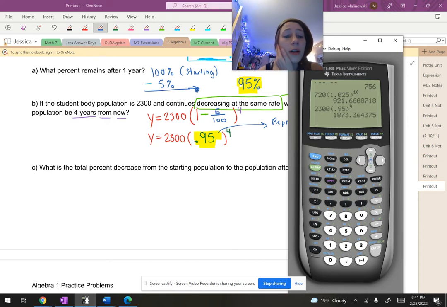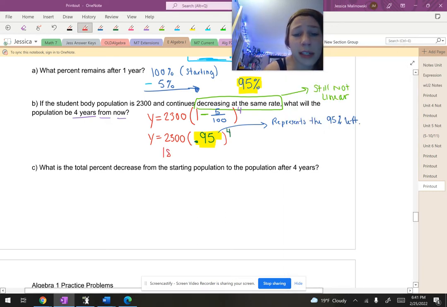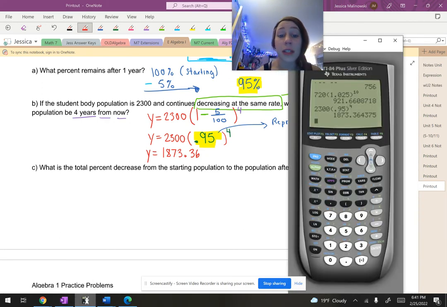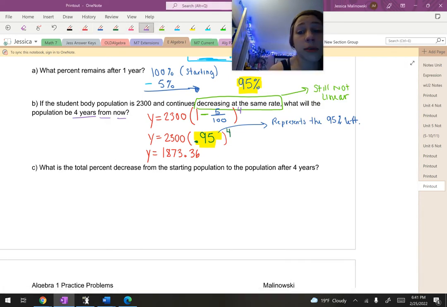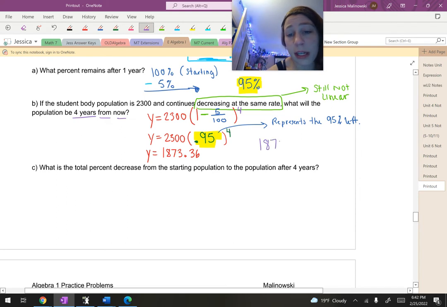Okay, so we are talking about, again, student body population, and I had to pause for 2 seconds and go back and reread that to make sure that I knew that, which means I'm going to want to round to the nearest whole number. So 1873.36. Also double checking in my brain that it makes sense that I'm ending up with a smaller number because the population is decreasing here. Rounding to the nearest whole number, because we're talking about students, would give me 1,873 students.